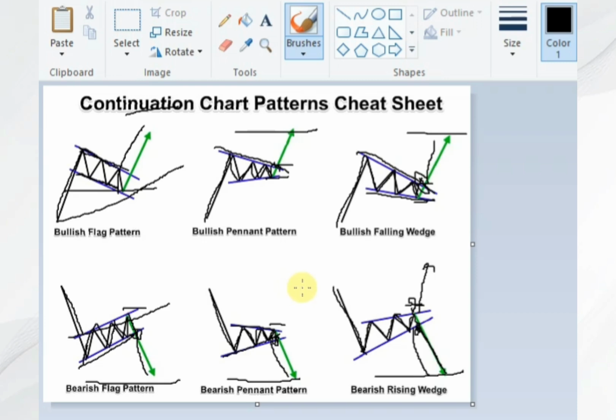All right, so in subsequent videos we'll be talking more about spotting these chart patterns on the charts, to properly use them for trade entries.